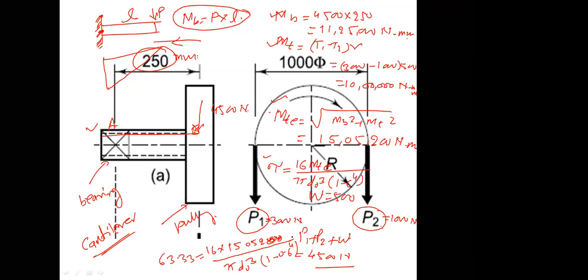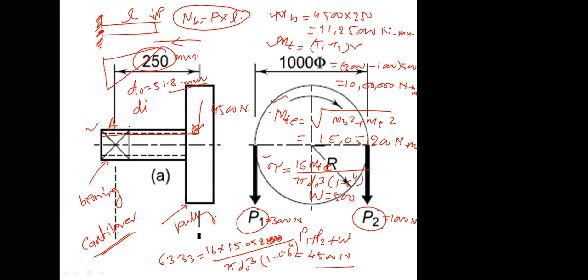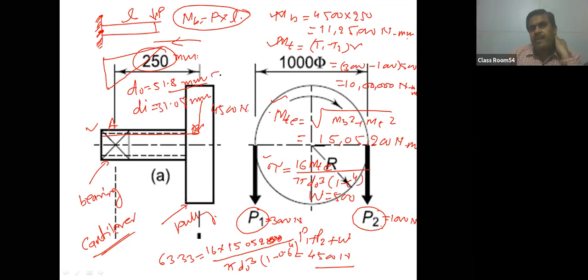51.8. So do equals 51.8 millimeter. What is the di? Multiplied by 0.6, 31.08. Okay, clear? So we have solved two numericals on the design of the hollow shaft.